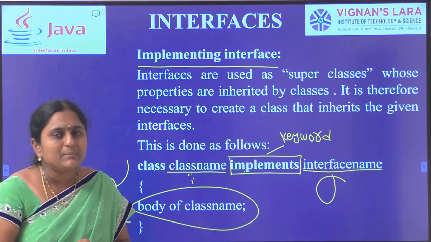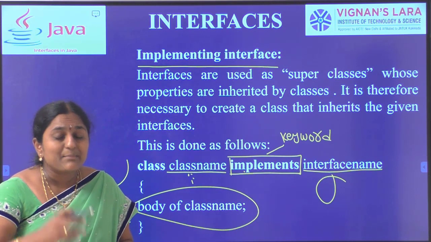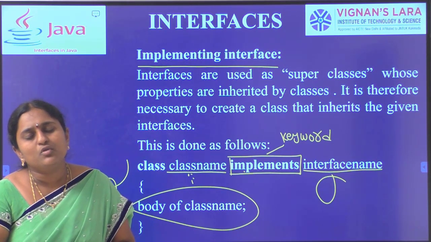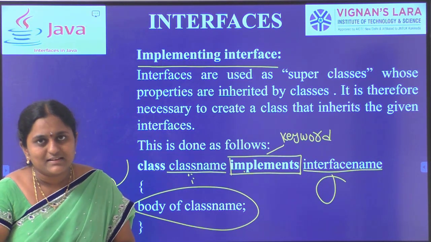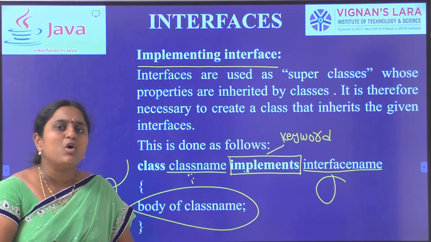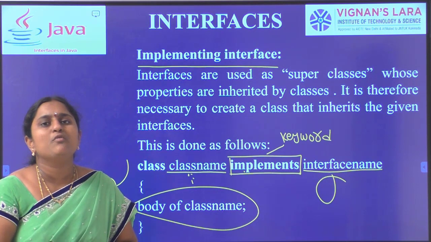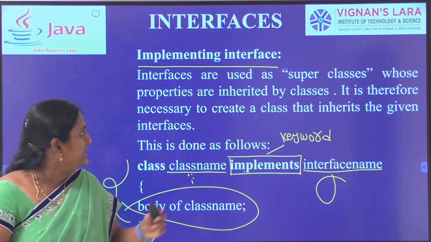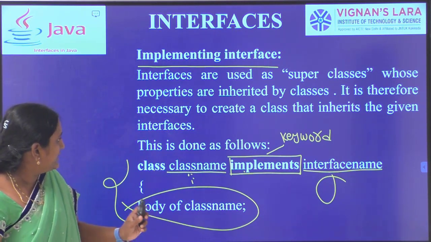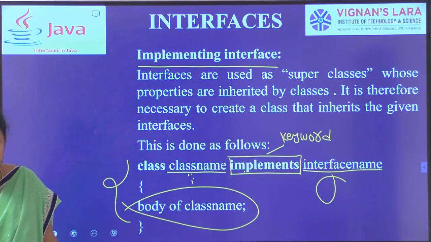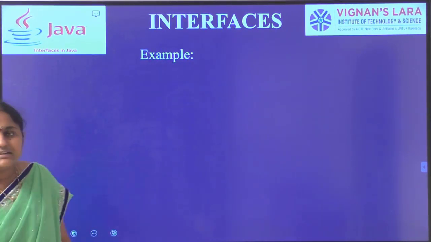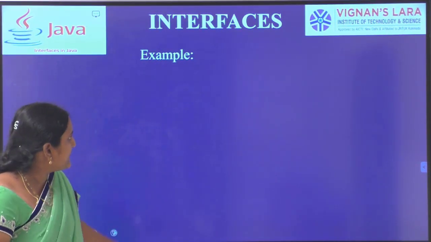Whenever we are using the implements keyword, it is mandatory to provide the body of all the method declarations of the corresponding interface. It is mandatory to provide the implementation of the corresponding method declarations. It is nothing but interfaces. I will explain with respect to an example, then your doubt will be clarified regarding the interfaces concept. Let us see the example here.